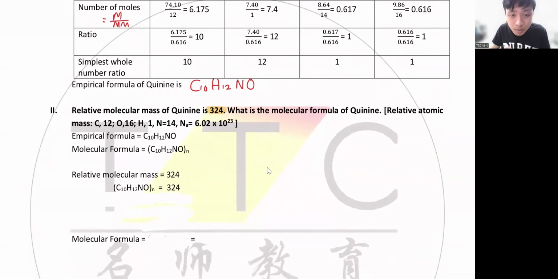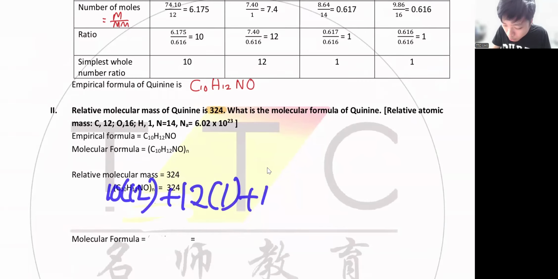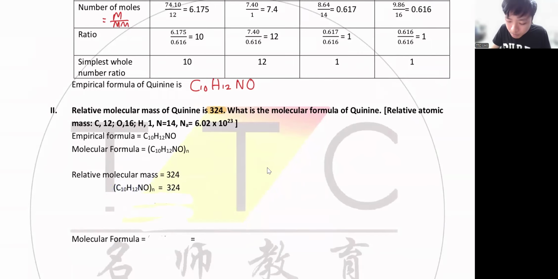Then inside you just put the 10 times 12, all this stuff. 10 times 12 plus 12 times 1 plus 14 plus 16, like this. Then the whole thing in brackets, n, equals 324. This is how you find the molecular formula. For the empirical formula you draw a table. Only if you got the empirical formula can you find the molecular formula.